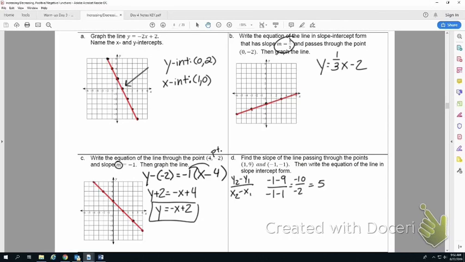Somebody tell me which point they would most likely use or prefer to use. Why? Because they're positive. That's it. You don't have to deal with the negatives. A lot of mistakes happen whenever you do negatives. So I would do y minus y1 equals m, which is not m, it's 5, times x minus x1. And then simplify. So I would distribute my 5. Add 9.